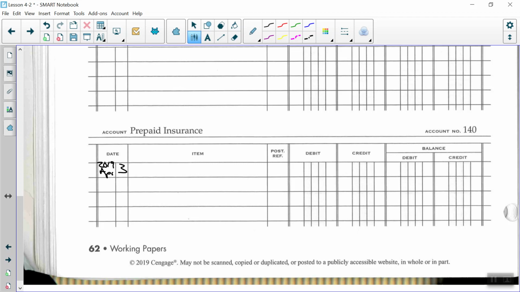Post reference, what's that going to be? G1. And how much did we buy in prepaid insurance? What's that? 330. Because I thought I heard 3,300. Okay, so debit $330. What kind of normal balance does prepaid insurance have? Debit. So that $330 goes over to the debit. Okay. Questions there?